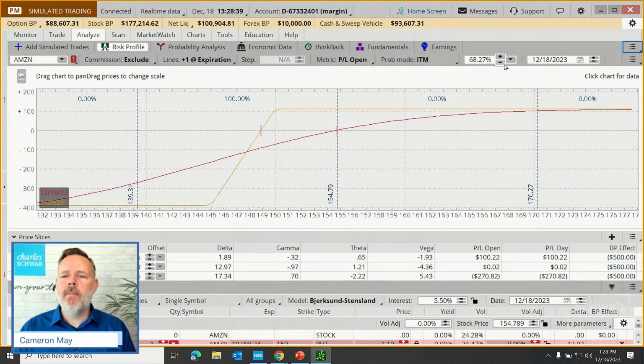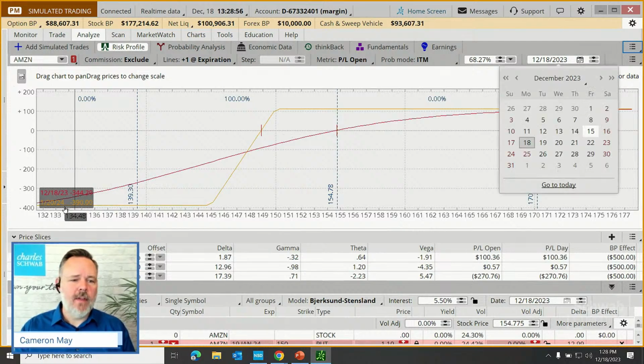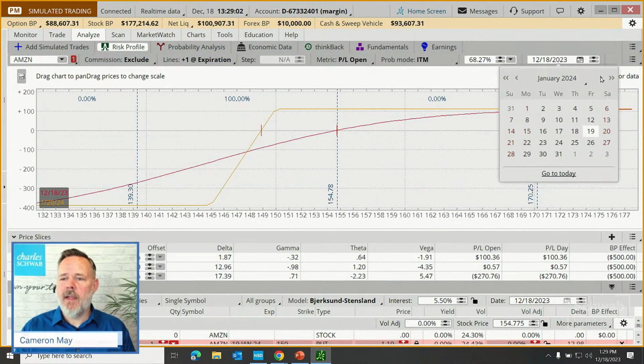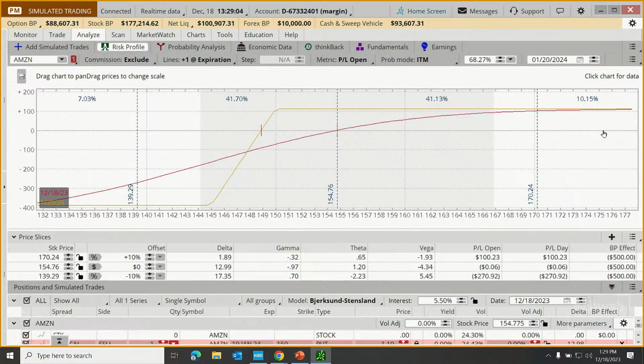Well, let's look at our probability field. And what you'll notice as you look at the chart, there are these numbers displayed in between our price slices. And I'm going to do some other things with these price slices in just a moment. But the first thing I'm going to do is set our date forward. Now, this trade expires on January 20th. So how about if we change our date up here to January 20th?